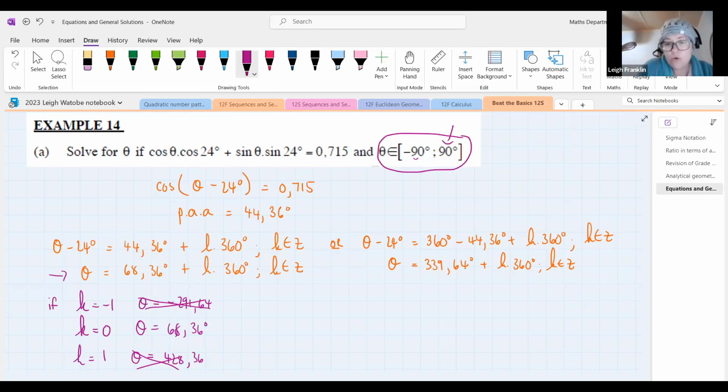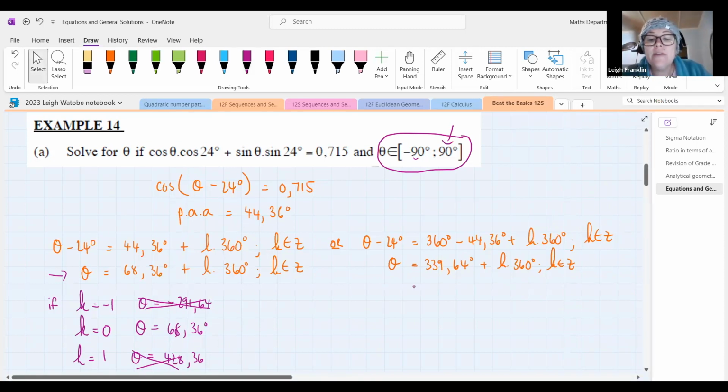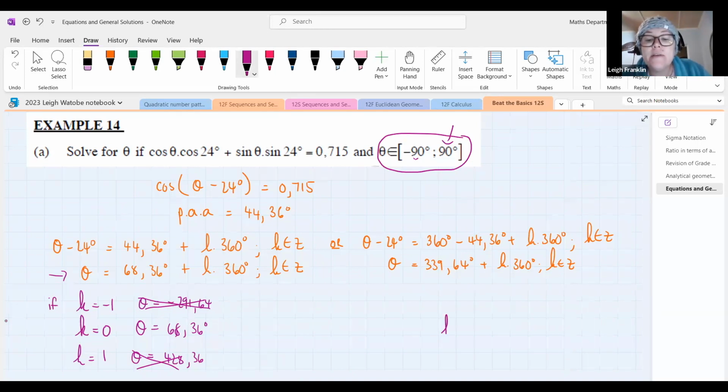Same story. We need to work with integer values of k. So if I start in the middle of the number line, and I say that k is equal to 0, it would be 360 times 0 plus 339.64. That means that theta would be equal to 339.64. That's too big because it's bigger than 90. So that is not going to be a solution.